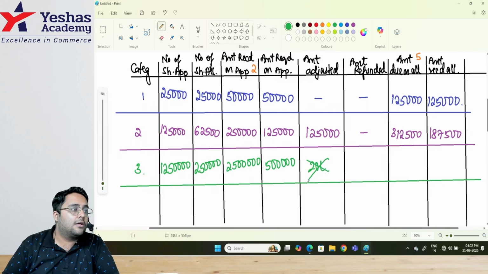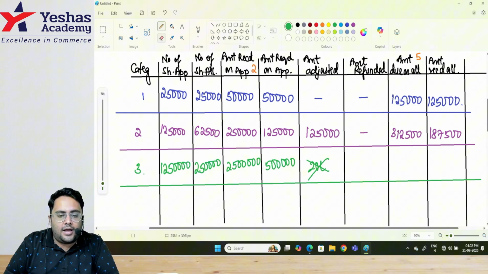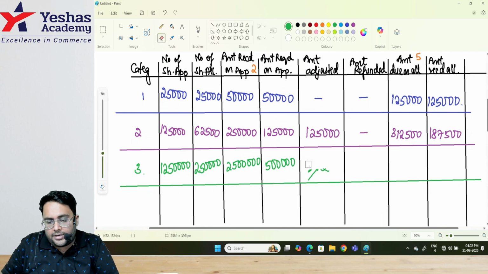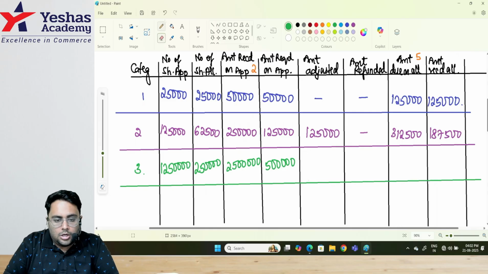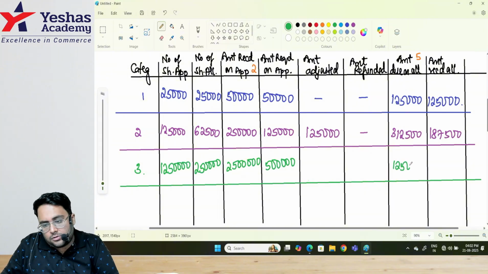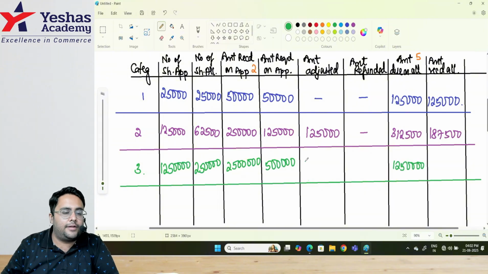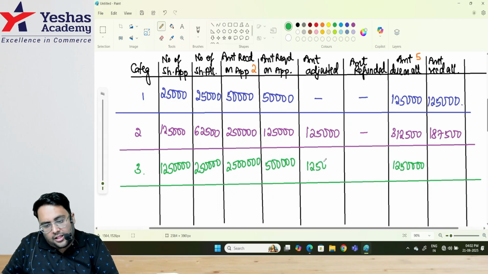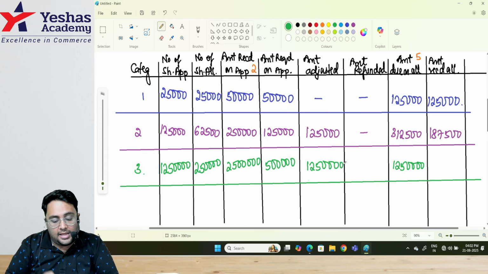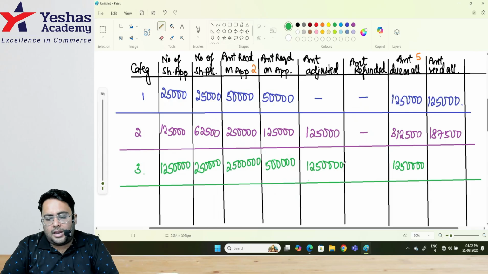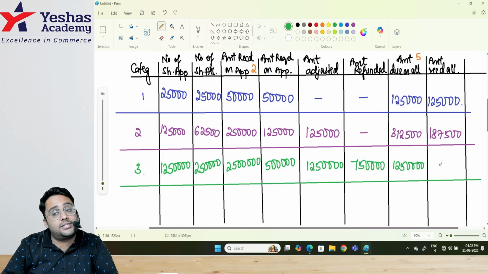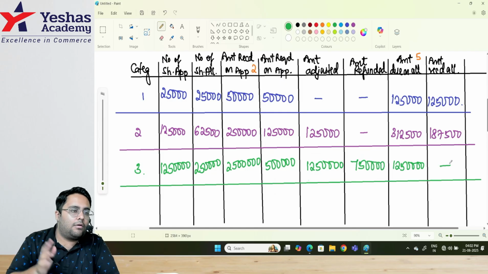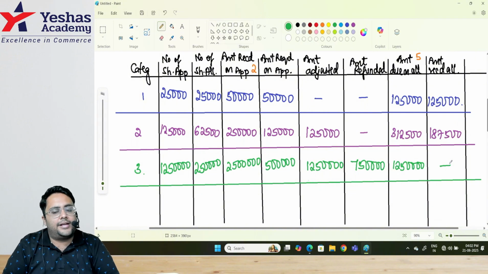No, sir. Why? You check how much is required in the allotment stage. Allotment stage 5 rupees into 2,50,000 shares. Kitna? 12,50,000 is required. So how much will you adjust? 12,50,000 only. How much was the extra money? Extra money was 20 lakh. 12,50,000 adjusted. How much will be refunded? 7,50,000. How much will you receive in the allotment stage? Zero. Whatever was extra was there in the application stage itself.